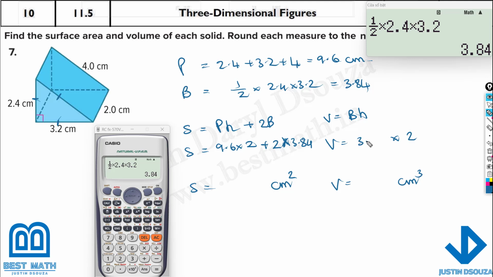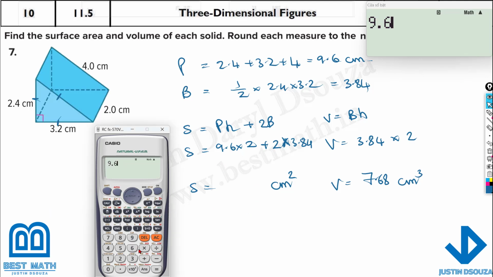Even the volume will be 3.84 times 2. We can easily find the volume. I'll just multiply this by 2. That is 7.68 centimeter cubed. And they have told nearest hundredth, I believe. Now, what about this one?